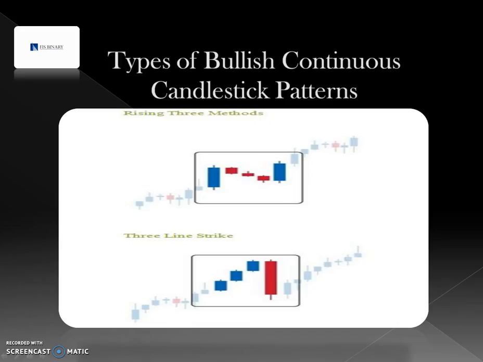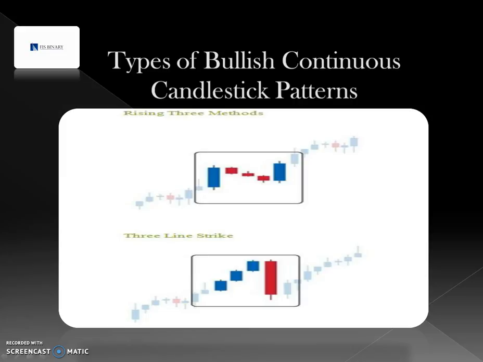Now, the bullish continuous candlestick pattern is a type of pattern that forms which implies that an existing upward trend of the market is going to continue in that same upward direction for a particular period of time. So whenever a bullish continuous pattern forms, it implies that the market is going to continue going up in that particular direction for quite some amount of time.